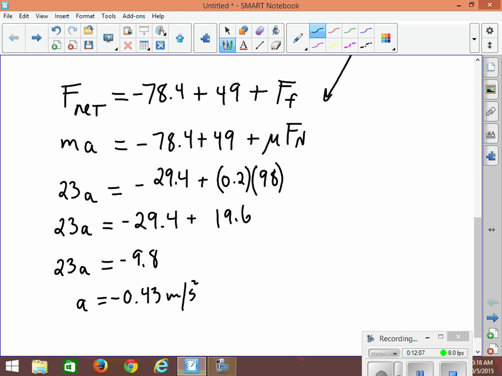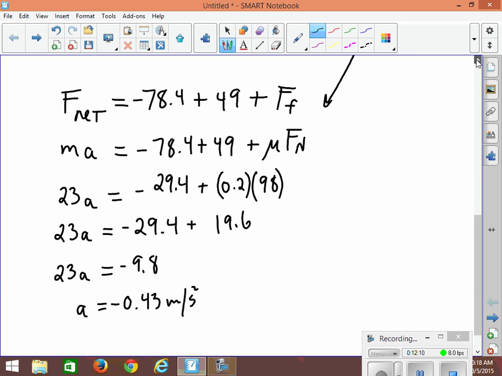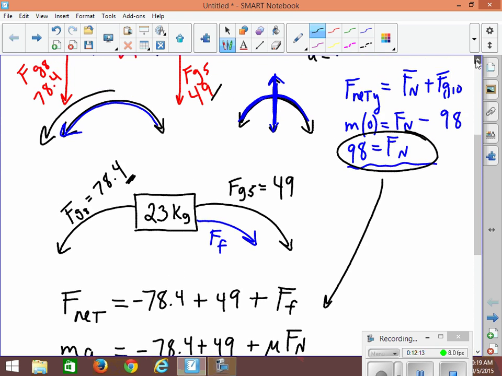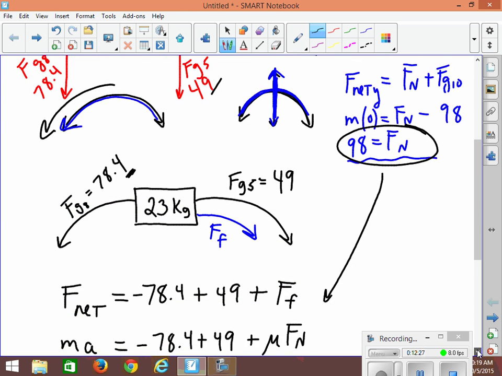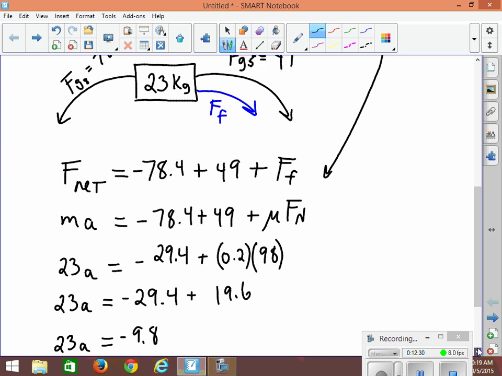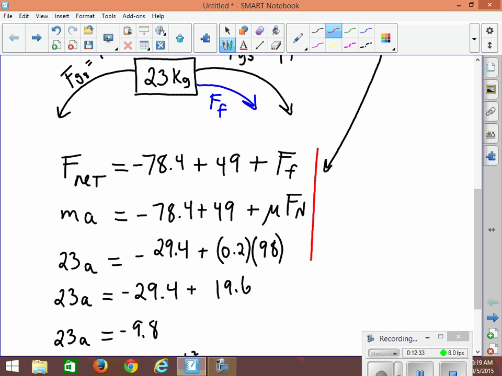Now, what I want to point out is a dangerous thing that could happen. I made the coefficient of friction fairly low, 0.2. What if that coefficient of friction was higher? Let's just pretend for a moment that it was 0.5. Let's look at what would happen to our math. I'll write it down beside here. How would it change? Well, if it was 0.5, this number would change right here. So we would have 23a, we would have negative 29.4, but then 0.5 times 98 is 49. So we would have plus 49.